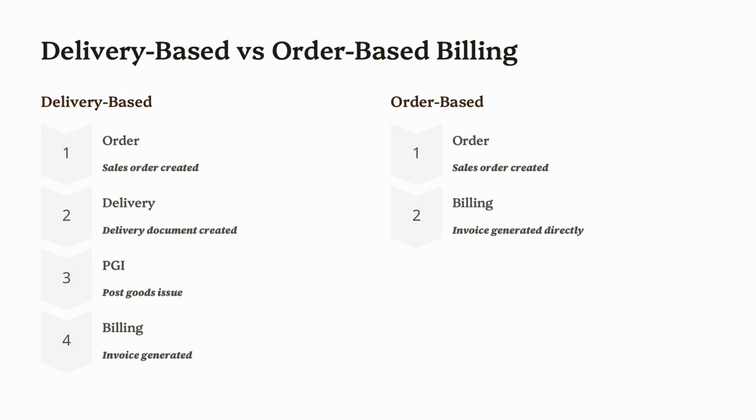Billing is created per delivery, so you get invoice 1 for 40 units, invoice 2 for 60 units. SAP uses the delivery quantity, not the order quantity. This is one of the most common scenarios.